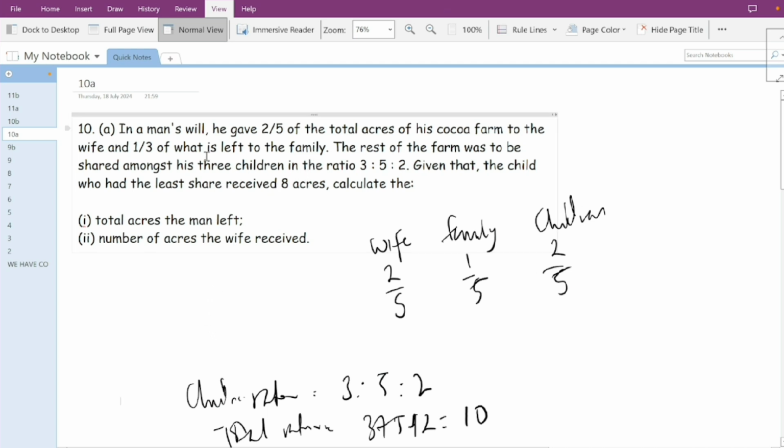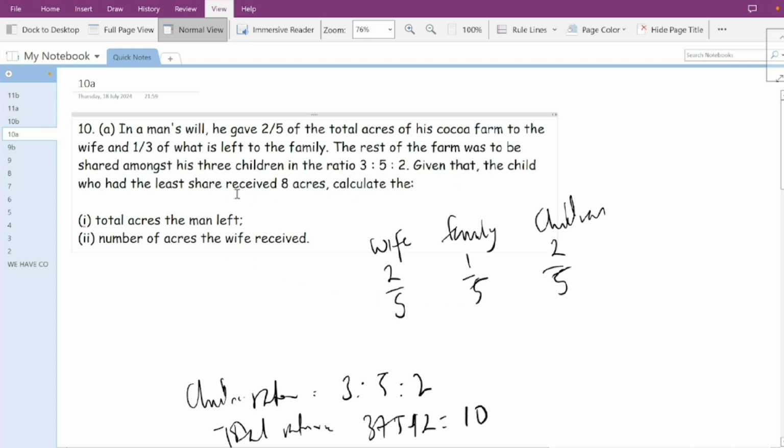That means we take the man's total acres of cocoa farm to be 1, then subtract the wife's share from it. What is left, you find 1/3 of it. That's what this line means. That is 1/3 of what is left from what the wife got. Not just 1/3. The family didn't receive 1/3. They received 1 over 5 of what the man left.